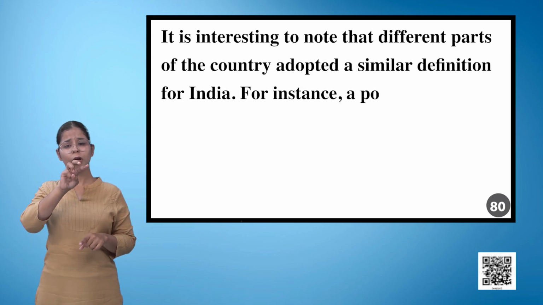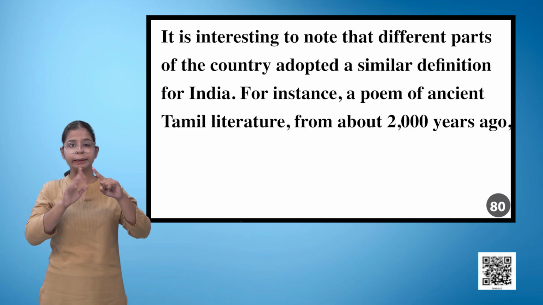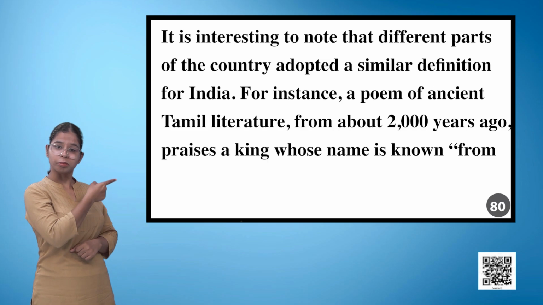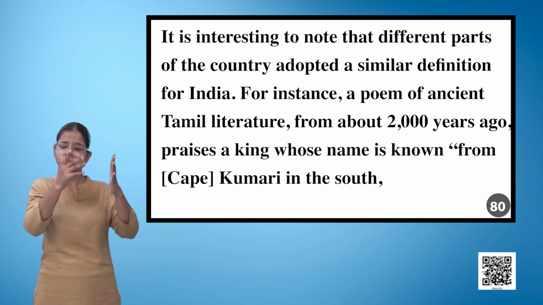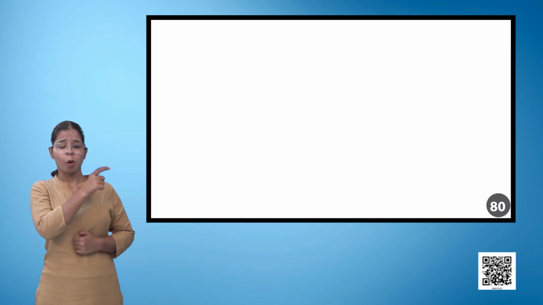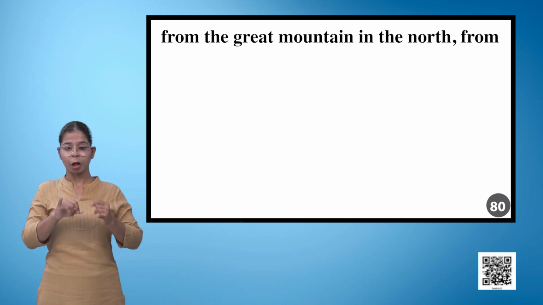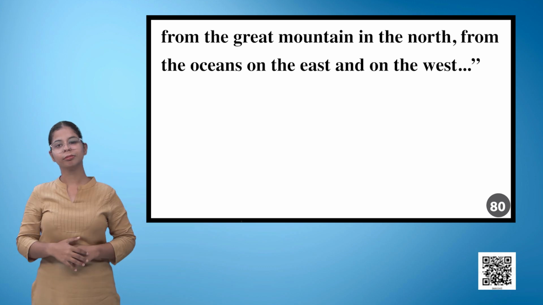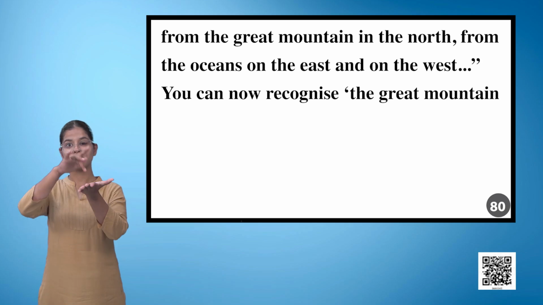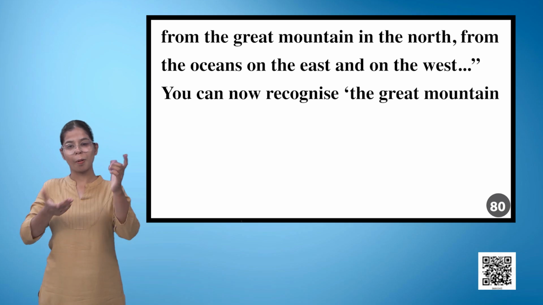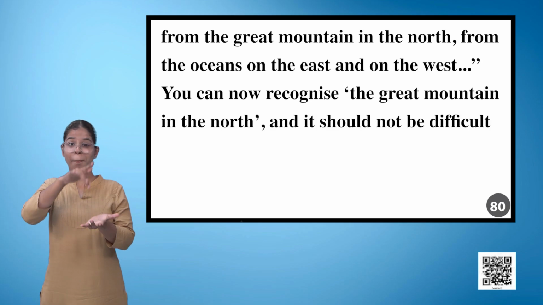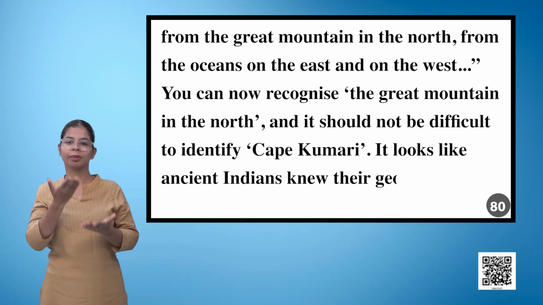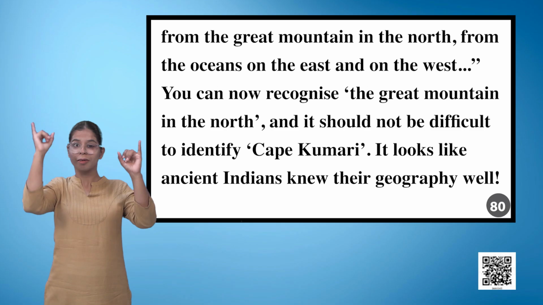For instance, a poem of ancient Tamil literature from about 2000 years ago praises a king whose name is known from Cape Kumari in the south, from the great mountain in the north, from the oceans on the east and on the west. You can now recognize the great mountain in the north, and it should not be difficult to identify Cape Kumari. It looks like ancient Indians knew their geography well.